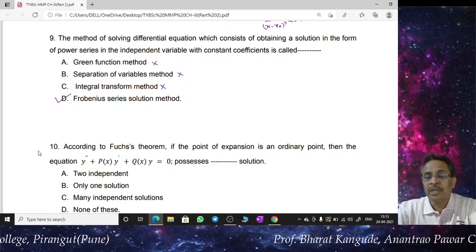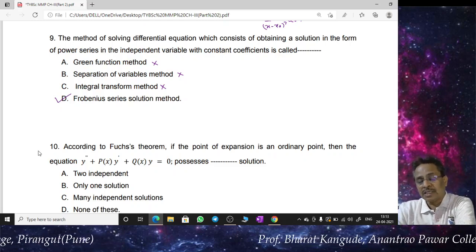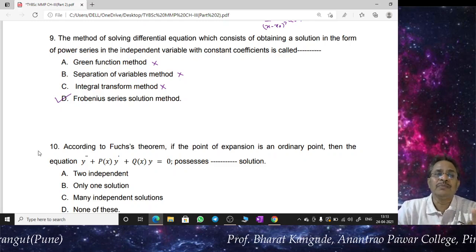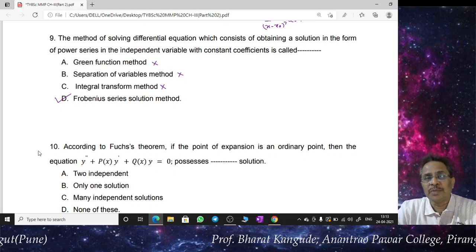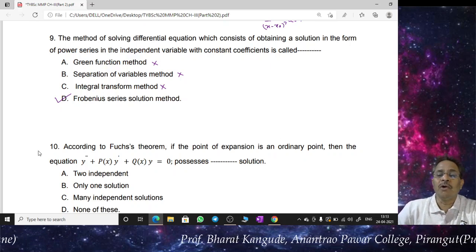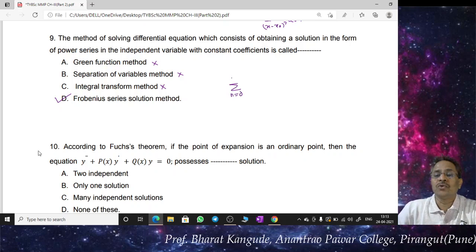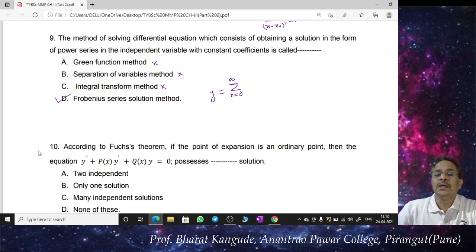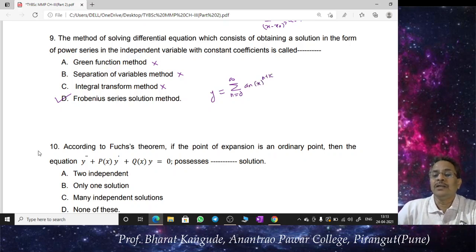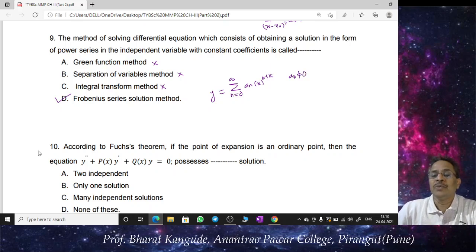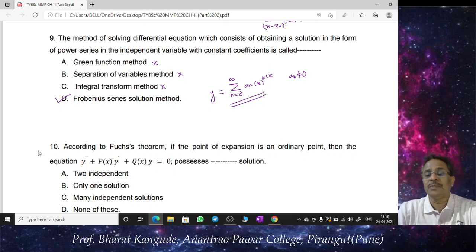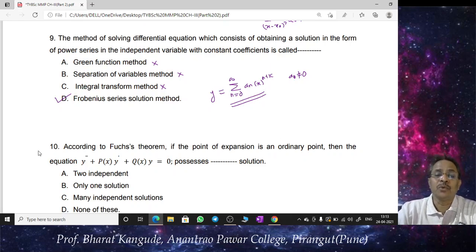So for a given differential equation, if a certain point x0 is given as its point of expansion, its regular singular point or ordinary point, then this method tells you that there can be a solution of the form summation over n equal to 0 to infinity. We have to assume y to be a power series given by some a_n times x raised to n plus k, and here a0 is not taken to be 0. So assuming this to be a solution, we can go for getting the power series solution, and that method is called the Frobenius series solution method.